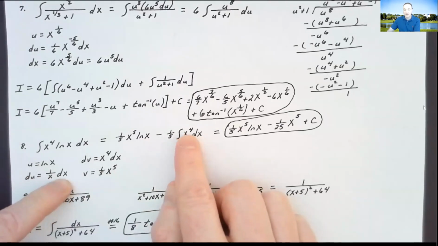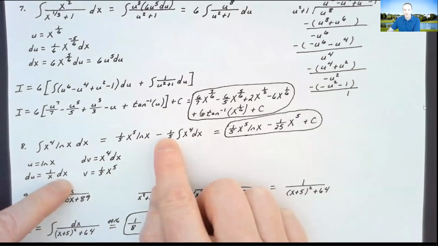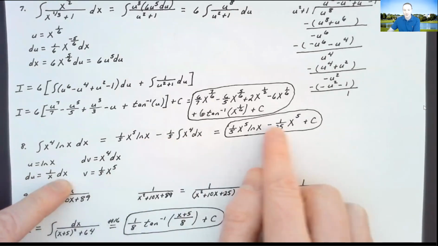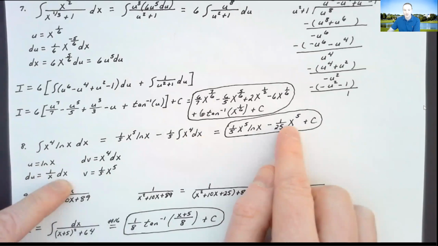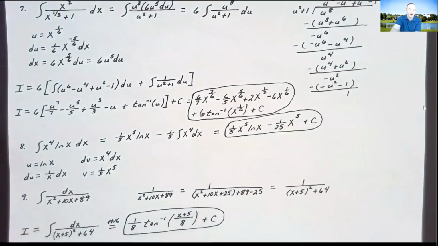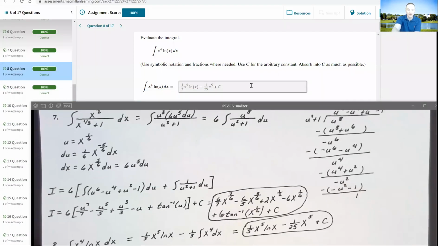And then that's easy because you can just say, well, that's power rule. That's going to be x to the 5th over 5. That over 5 multiplies the 1/5 in front of it, and I get minus 1/25 x to the 5th for the second term. Add in your constant of integration, and you're done with that problem. Number 8 was kind of anticlimactic compared with a lot of other questions on here.